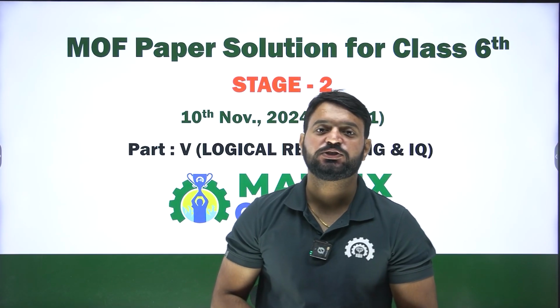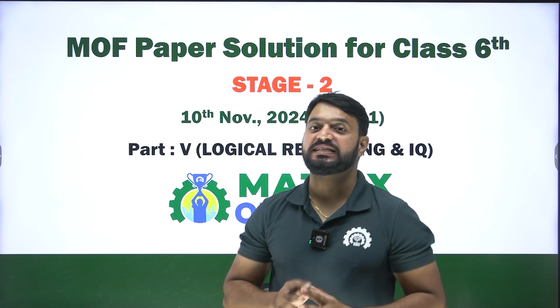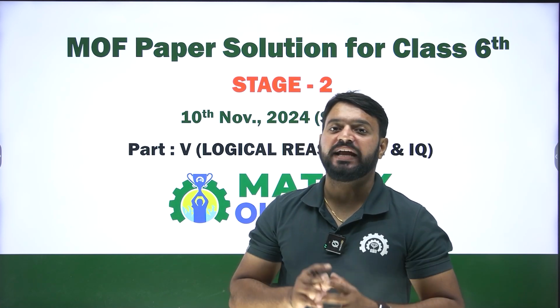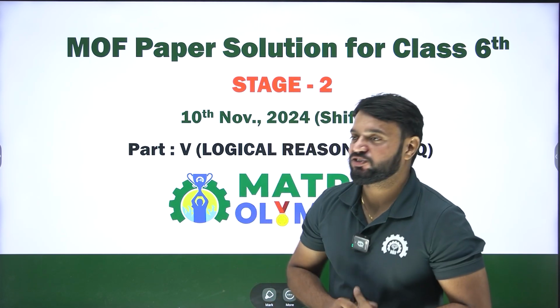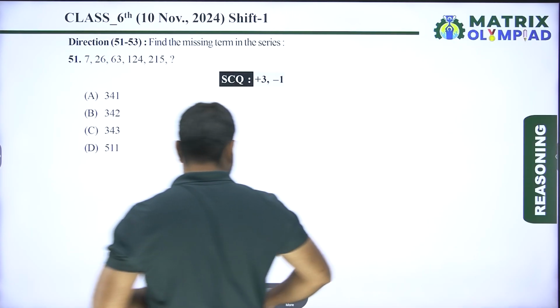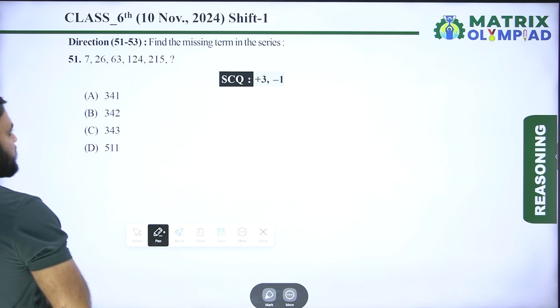Hello students, welcome to Matrix YouTube channel. We are here to discuss the solution of the Matrix Olympiad paper of class 6 reasoning, conducted on 10 November 2024 in Shift-1. Hope you did very well. So let's get started. Now here question number 51: find the missing term of the given series.